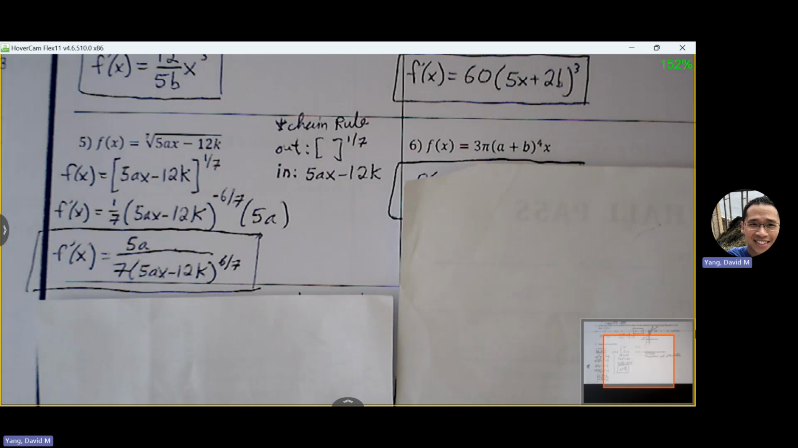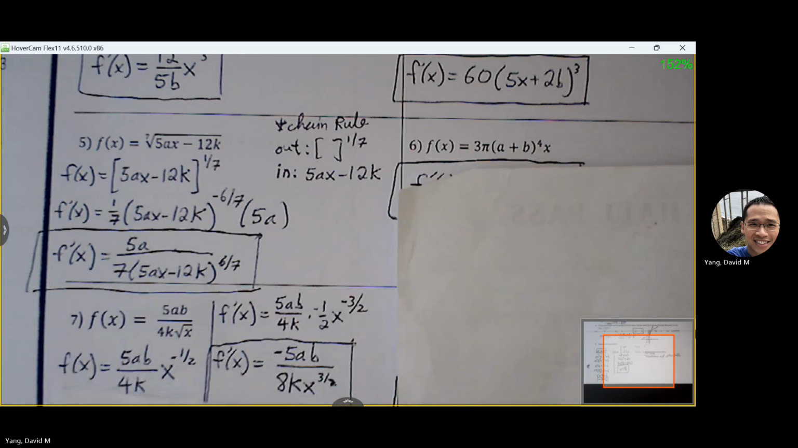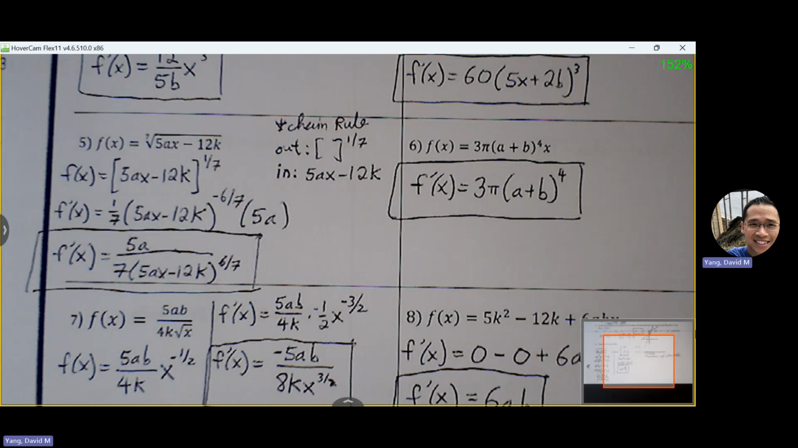Okay, try number 6. Actually, try 6, 7, and 8. The only thing you need for all these is just power rule. And then I'll walk through 9 and 10 since those are implicit problems.